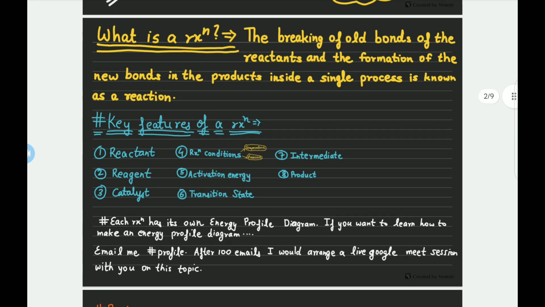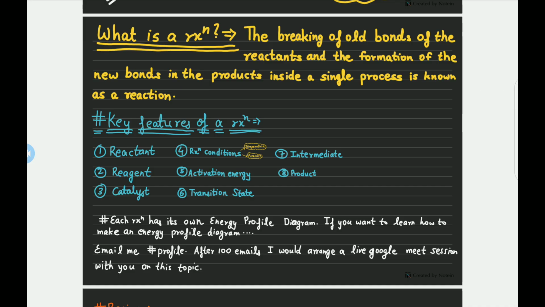Before beginning, do you know what a reaction is? Let's see. The breaking of old bonds of the reactants and the formation of new bonds in the product inside a single process is known as a reaction.